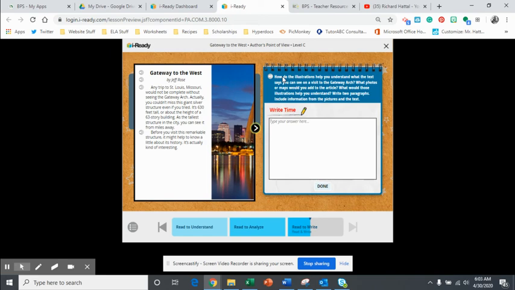You need to say things like, in this section, the author describes the inside of the tram. I would like to know, it would help me to better understand what the inside of the tram looks like if we saw an actual picture of the inside of the tram, something like that. Okay? All right. Good luck.